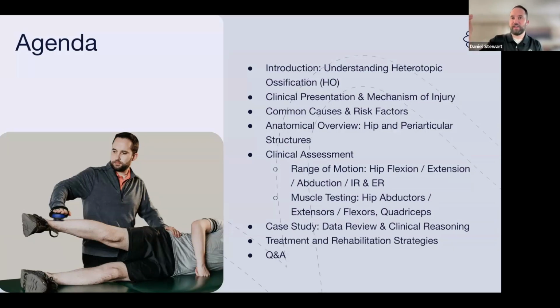In terms of agenda, we already introduced our topic, which is heterotopic ossification following total hip arthroplasty. I'll go over the clinical presentation and the mechanism of injury, as well as the common causes and risk factors. Then we'll do a really quick, brief anatomical overview of the hip and the periarticular structures. After that, we'll show some pictures of how we would use the ActivForce device, or inclinometer or goniometer, in practice to track things like range of motion and strength. Then we'll go over a case study with some data from the ActivForce device that shows things you should look out for when looking for heterotopic ossification in any body part, but specifically the hip. Finally, we'll go into treatment and rehab strategies and a Q&A session at the end.